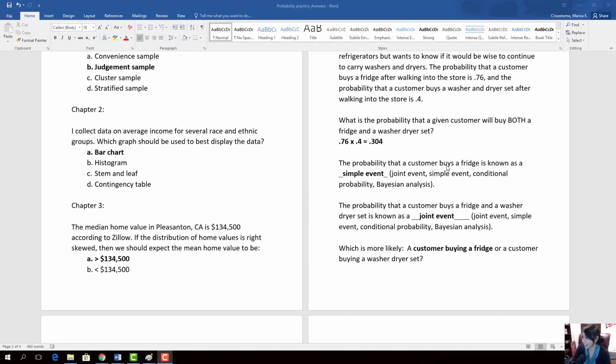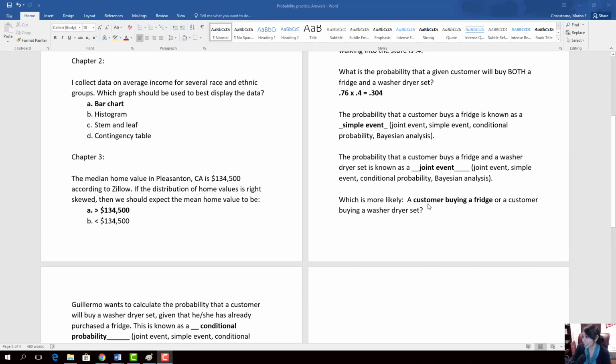The probability that a customer buys a fridge is known as a simple event. That is one event occurring, so we have a simple event. The probability that a customer buys a fridge and a washer dryer set is known as a joint event. We have 2 situations here, and we want to know the probability that they're both occurring, so that becomes a joint event.